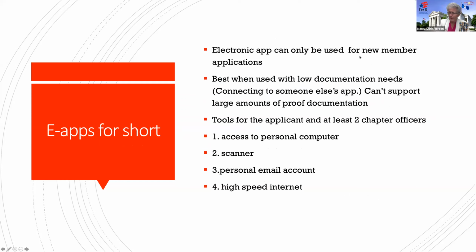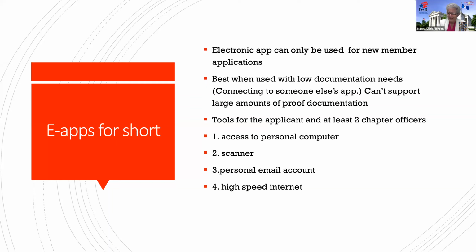They can only be used for new member applications. It's best when you only need to use a granddaughter or a great-granddaughter or somebody you're trying to connect to an already existing app. It can't support large amounts of proofs being set up. It's not designed for that. The fewer the proofs needed, the better is the way they look at it.